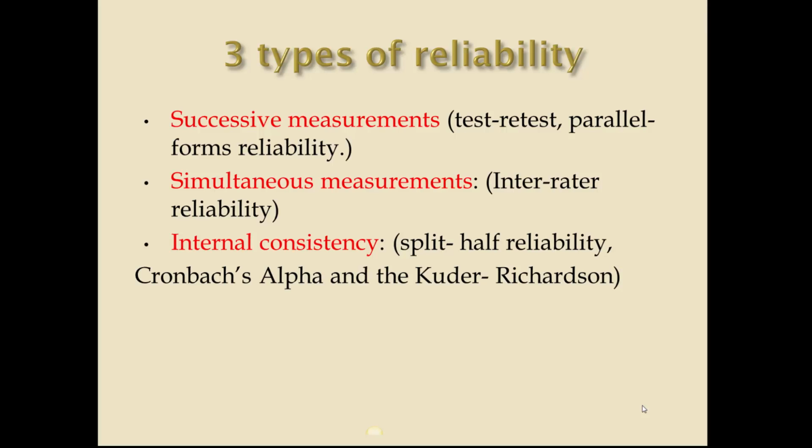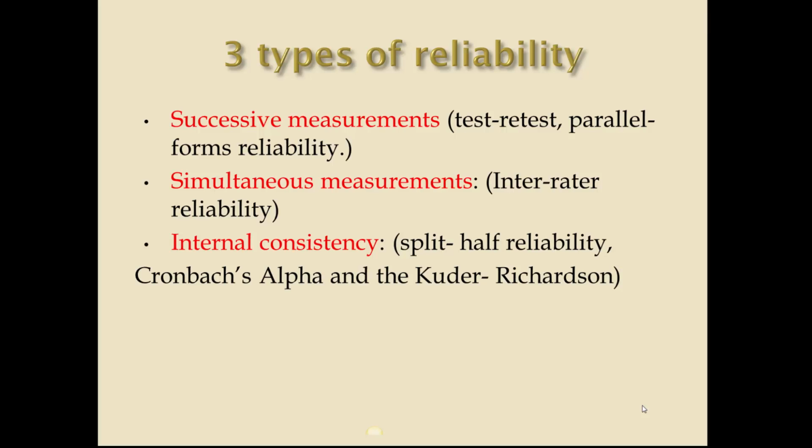But you got to notice that we have three types of reliability. One is successive measure or test-retest reliability. That's what I just said, that you have a test and you use it once and then you use it next time and see if there is a correlation. You may use the exact same test, that's called test-retest reliability, or you can use a similar test with a little bit of modifications, that's called parallel form.